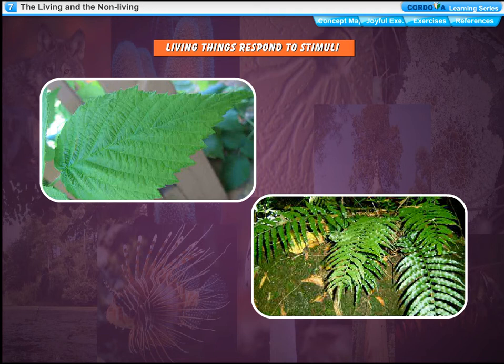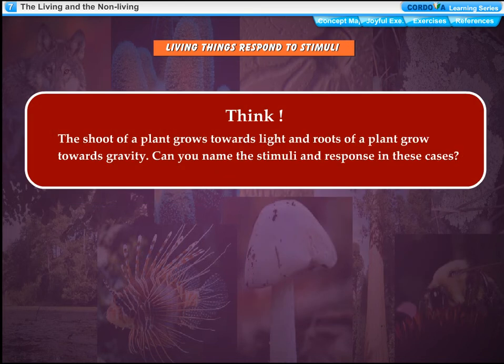So, all living things can feel and are able to perceive the changes occurring around them. This ability to respond to any external change is called sensitivity. Think. The shoot of a plant grows towards light and roots of a plant grow towards gravity. Can you name the stimuli and response in these cases?